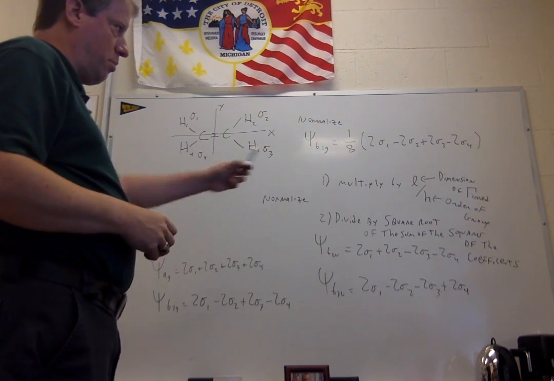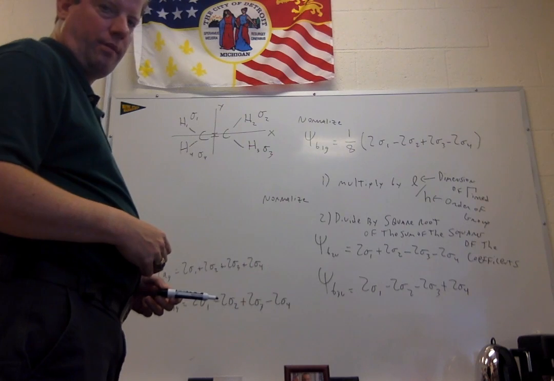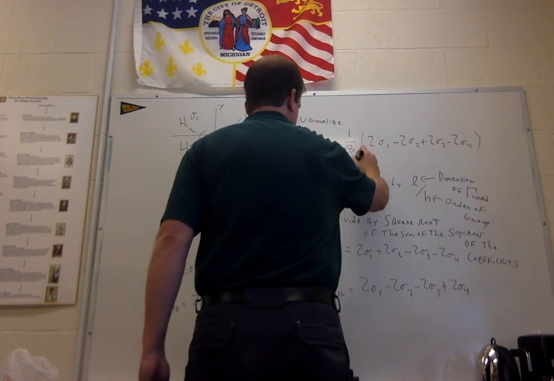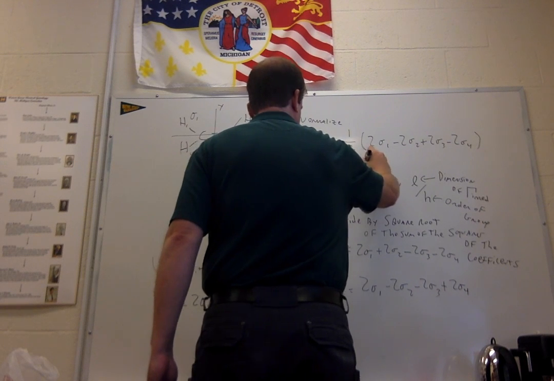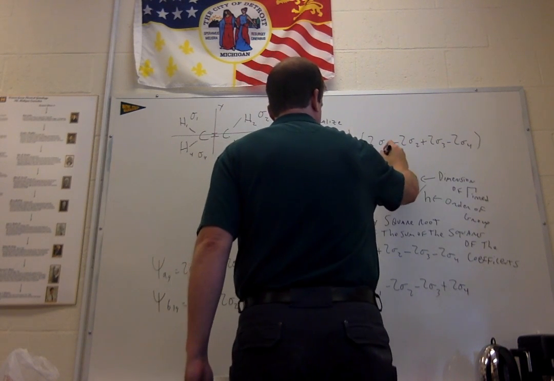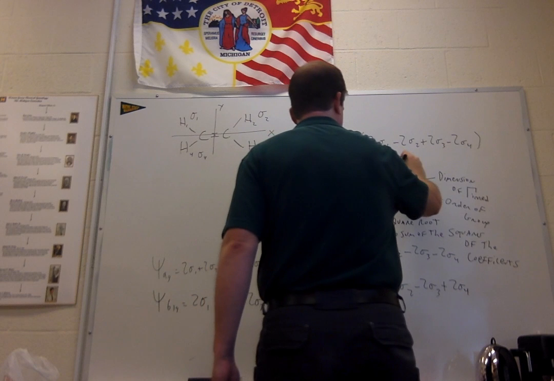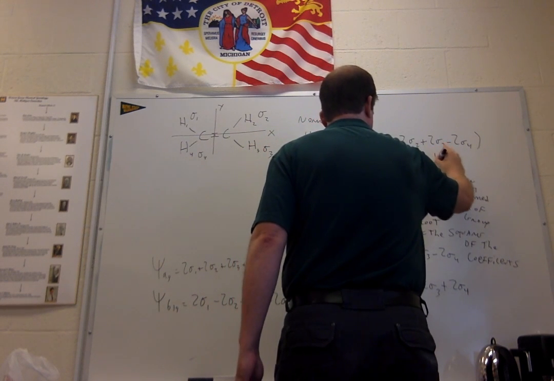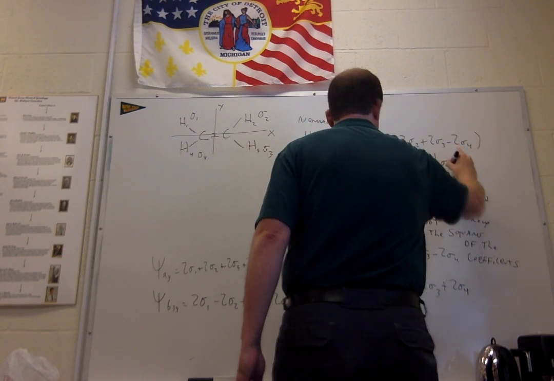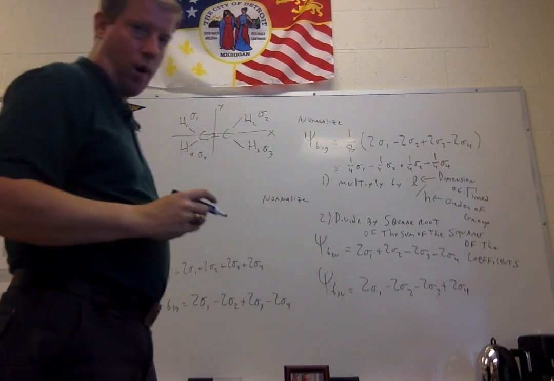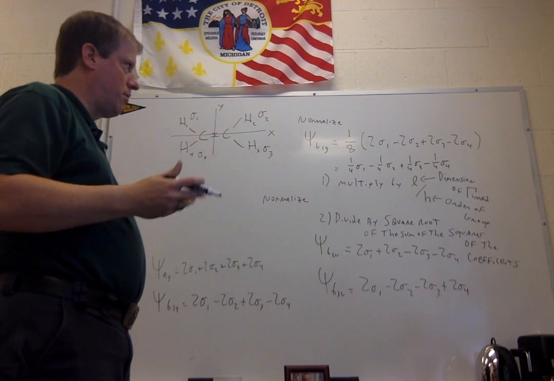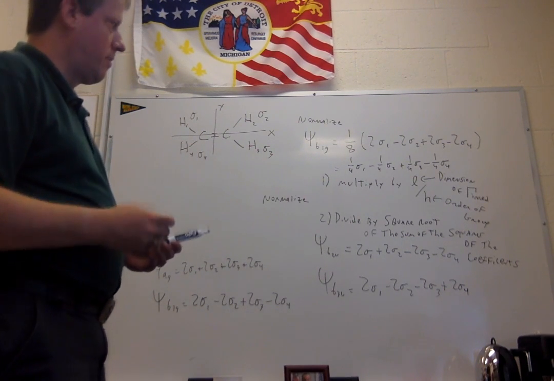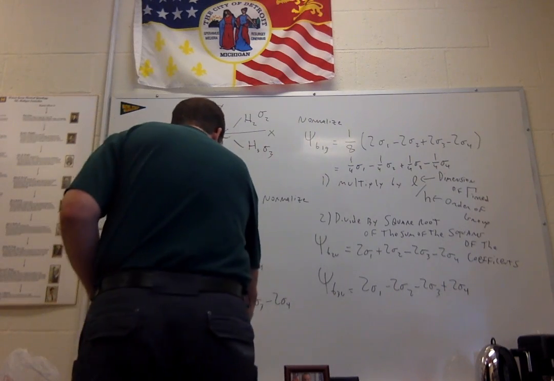And so that's step 1. If I go and follow that through, what do I get? 1/4 sigma 1 minus 1/4 sigma 2 plus 1/4 sigma 3 minus 1/4 sigma 4. Because you have 2 over 8, that's 1 over 4. And so that's step 1.